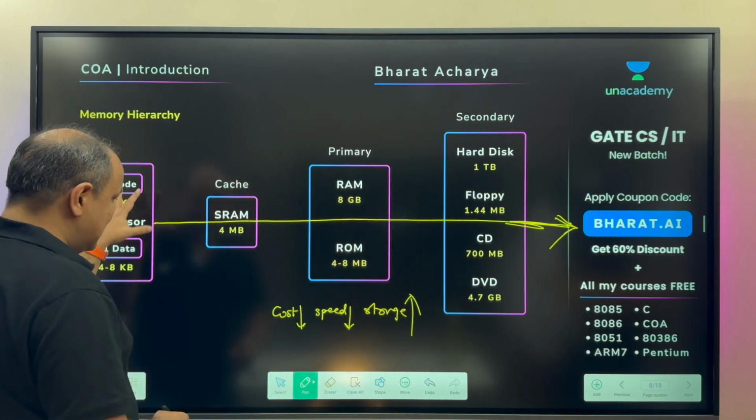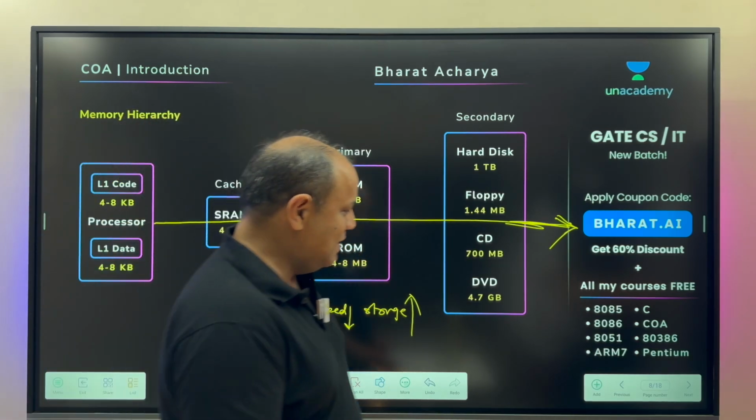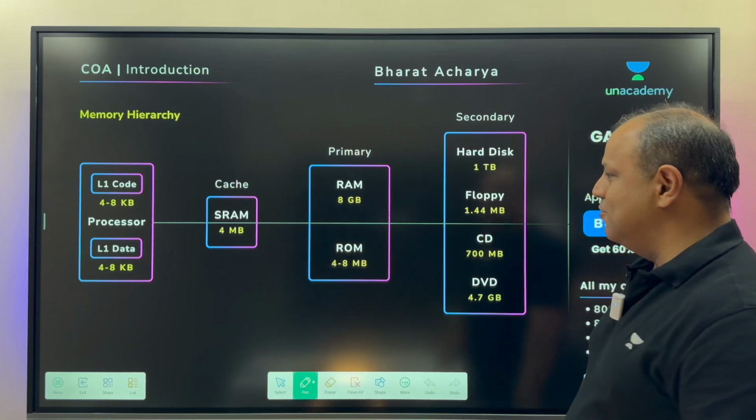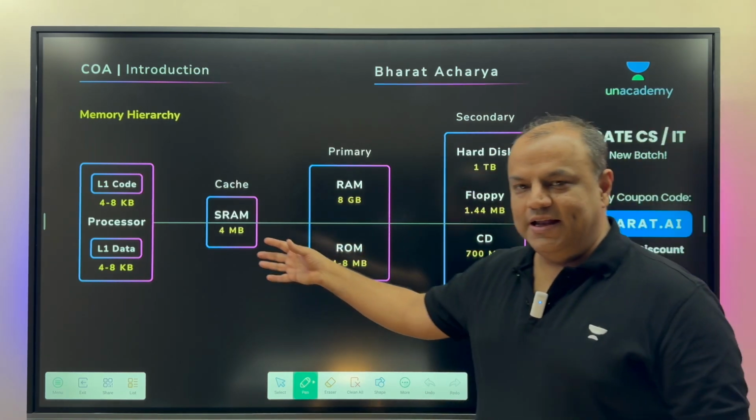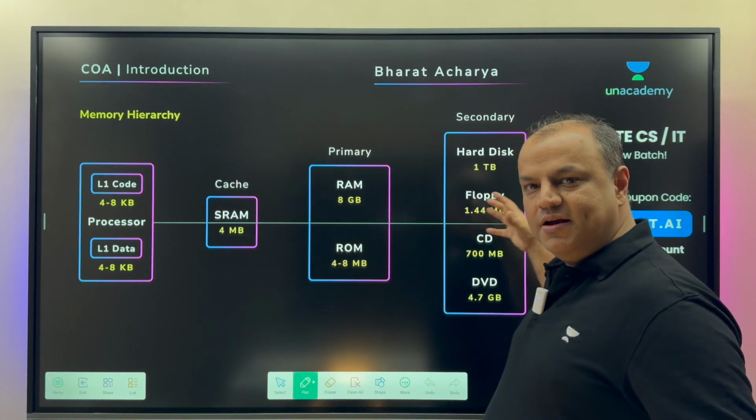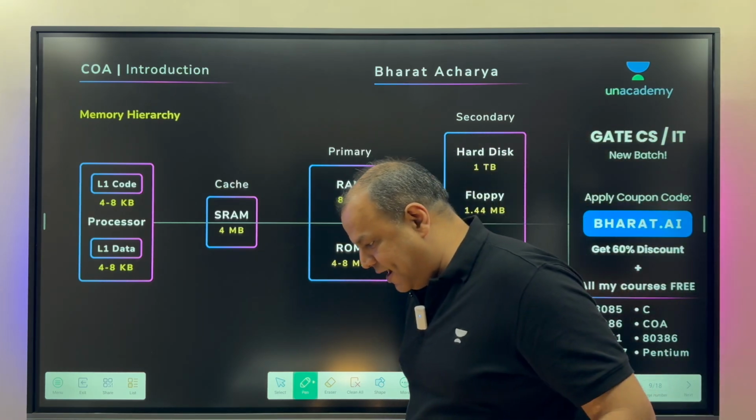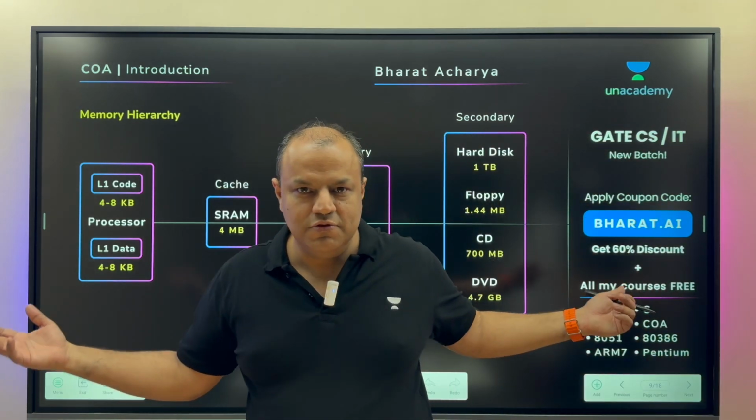I hope you understand the significance of every memory. Let's make the diagram a little more clear. As you move outside, they get cheaper, they get bigger in size. The cloud is infinite, it's practically free. Google Drive gives you what?